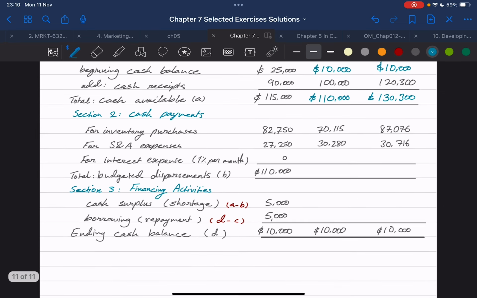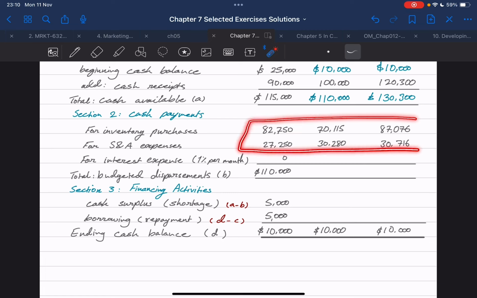Section 2, we have 3 lines. One is payments for inventory purchases. The second is payments for S&A expenses. And both of these are already given to us for all 3 months. So there's nothing we are required to do here. The only amounts that are missing are the payments for interest expense for both August and September.